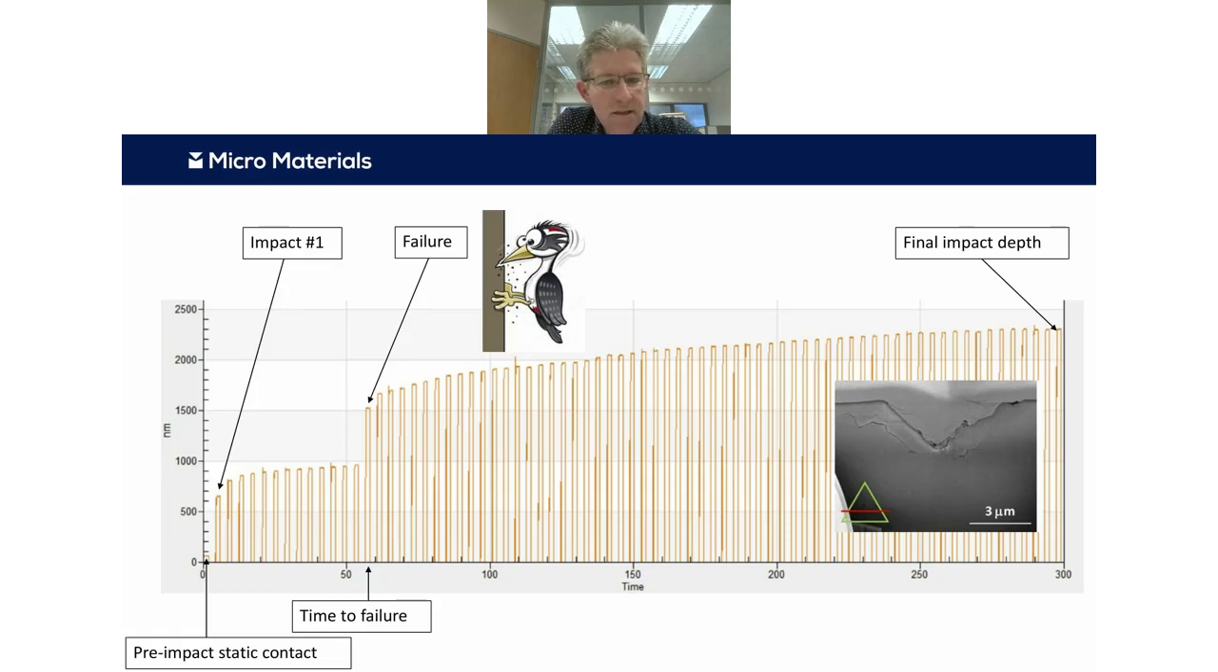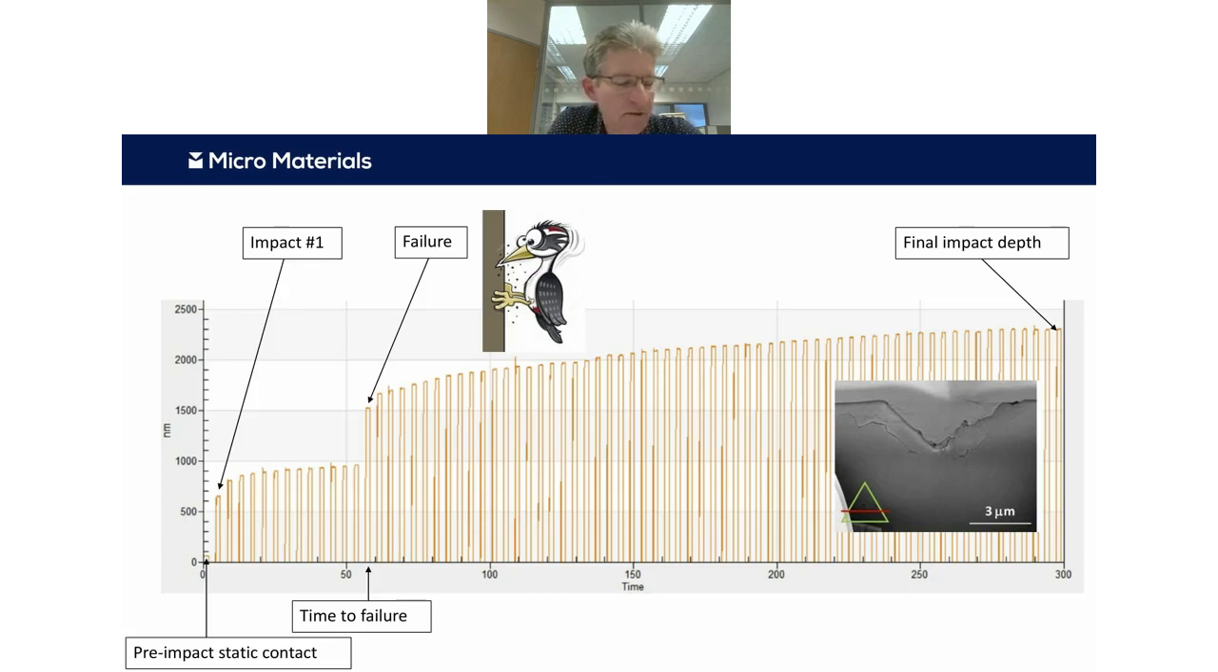So here's a typical example of the sort of data that you might get from one of these repetitive tests at the same position. This is actually taken from one of the tests with the cube corner indenter on the alumina sample that I showed the high strain rate from a couple of slides back. Here we can see penetration depth into the material on the y-axis and time on the x-axis. It's one impact every 4 seconds in this particular test. We can see we have this very small depth right at the beginning of the test due to the static contact.